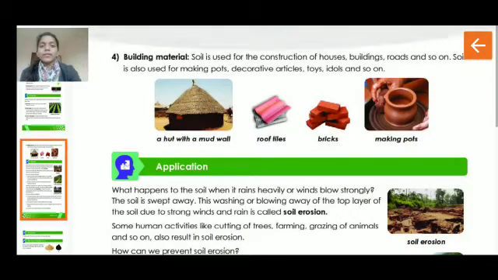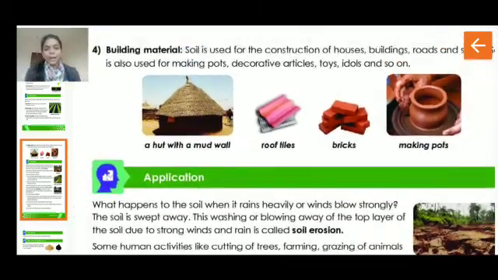Next one they have given you is building material. Whatever material is required to build a house or any other thing, if you can see the pictures in front of you, a hut with a mud wall, roof tiles. So roof tiles, you must have seen the roof tiles. आपके घर की छत जो बनाते हैं वो मिट्टी से बनाई हुई स्लोप्स यूज करते हैं वहाँ पे, कौलं म्हणतो आपण त्याला, right? So all these are the roof tiles.